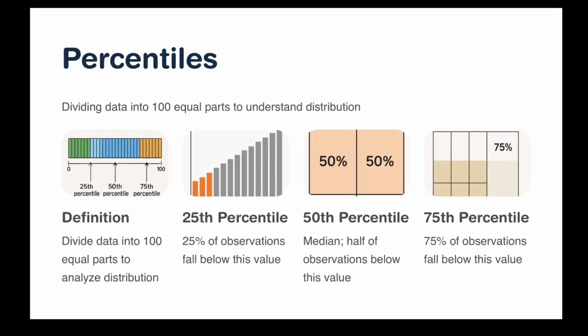There is something called percentiles. It has cent in it, right? Cent means 100. So we divide data into 100 equal parts to understand the distribution. And usually 25th percentile means 25% of the observations fall below this value. If it is the 50th percentile, half of the observations are below this value. 75th percentile means 75% of the observations fall below this value.